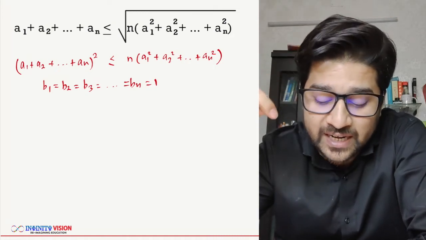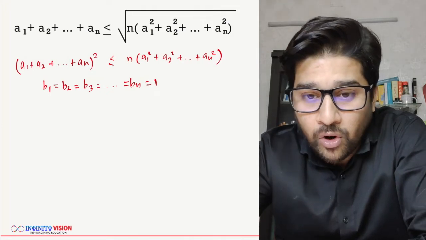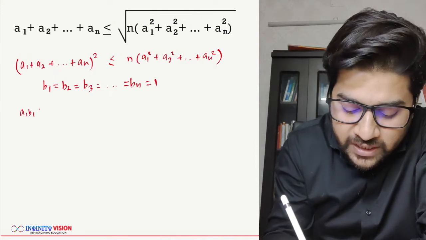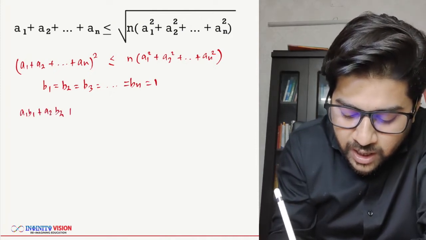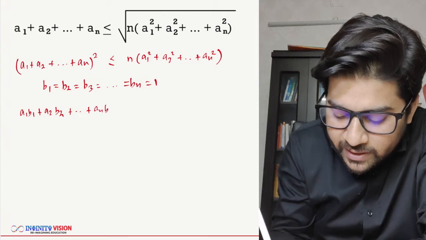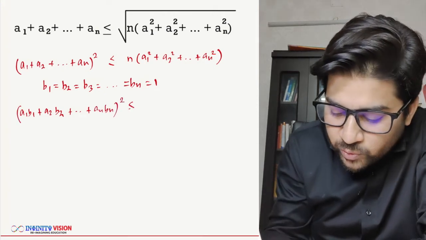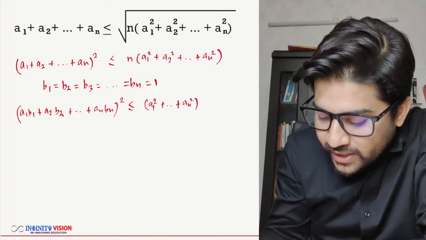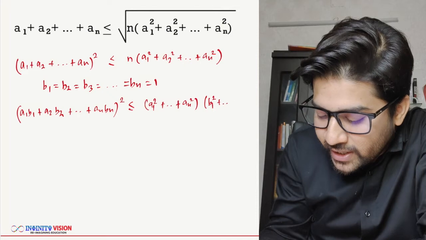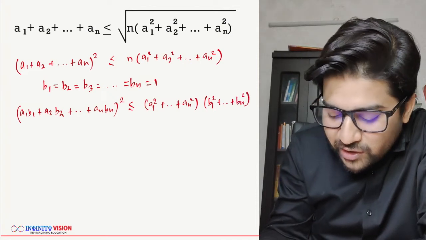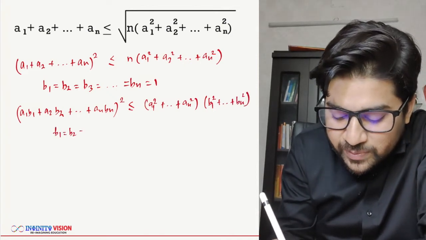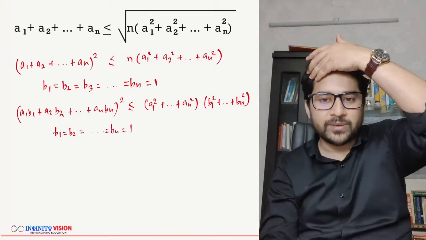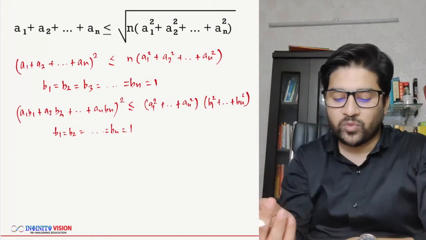So if you put b1, b2, up to bn all equal to 1, what was the Cauchy CBS inequality? It was a1 b1 plus a2 b2 up to an bn whole square, that was less than equal to a1 square up to an square into b1 square up to bn square. Now if I substitute all the b's with 1, what would the equation look like?